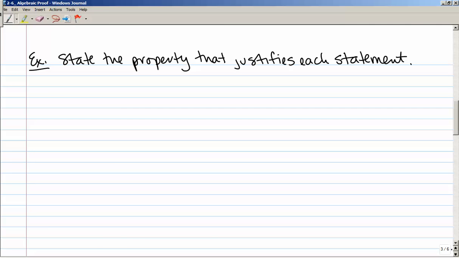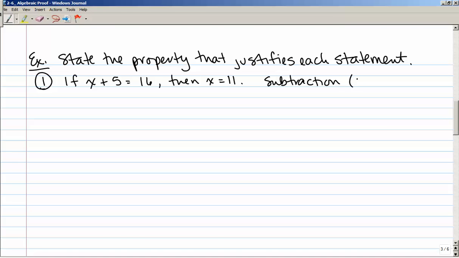Let's try some examples like you'll see in the homework. It says state the property that justifies each statement. So for number 1, if x plus 5 equals 16, then x equals 11. That would be the subtraction property, because what you're doing is subtracting 5 from each side of the equation. You could also call it the addition property, because addition is just subtracting the opposite. So you could basically be adding a negative 5 to both sides.